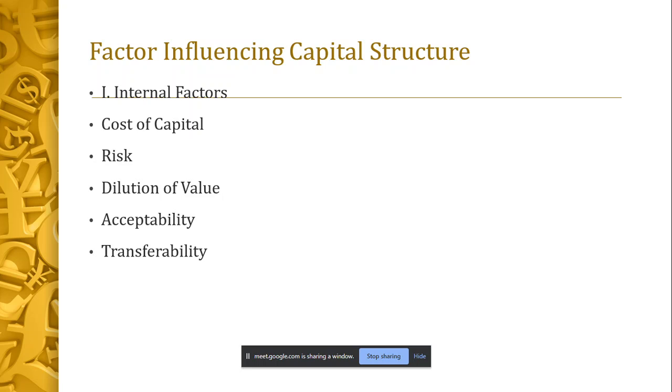Now, what is this transferability? What are we trying to tell here under transferability? Transferability, in the meaning, is nothing but something being moved from one to another, right? Here we are talking about the transferability of the ownership.